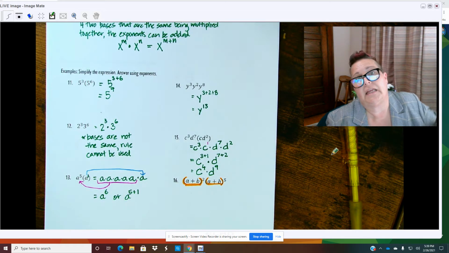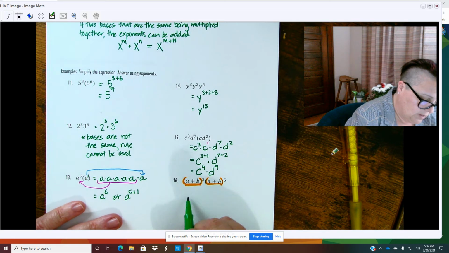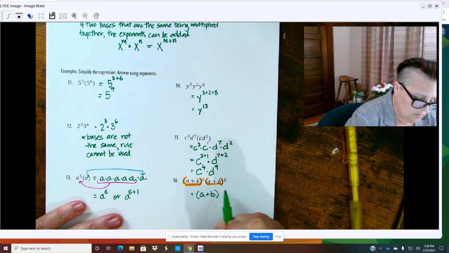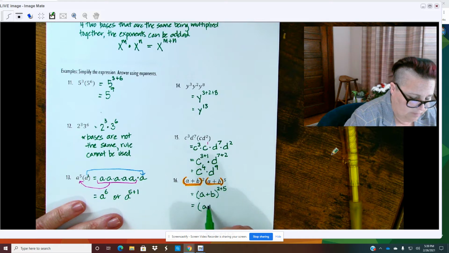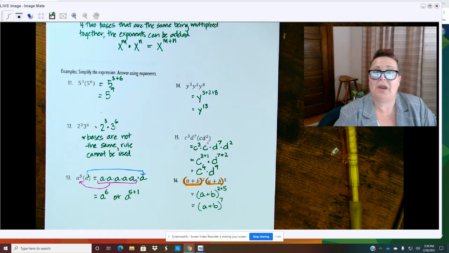I mean, it's like carrying a mess in a backpack, but it's the exact same mess, exact same stuff. So this would be the same as a plus b to the 2 plus 5, or a plus b to the 7. Right? Same rule, used multiple different ways, giving you several different examples.